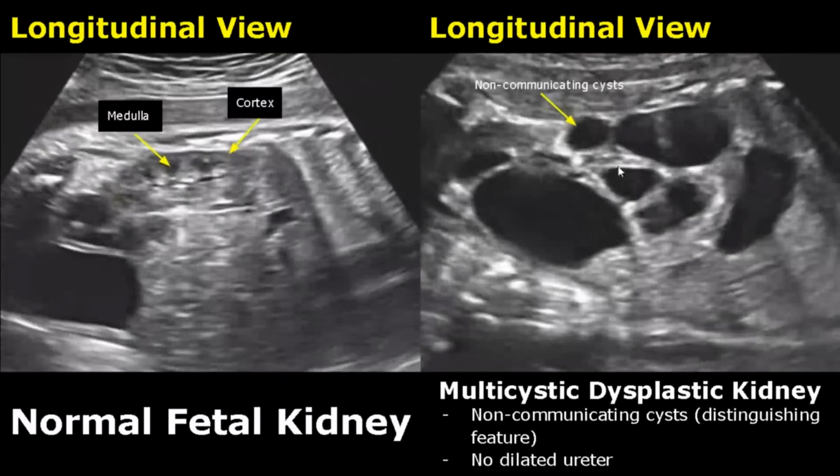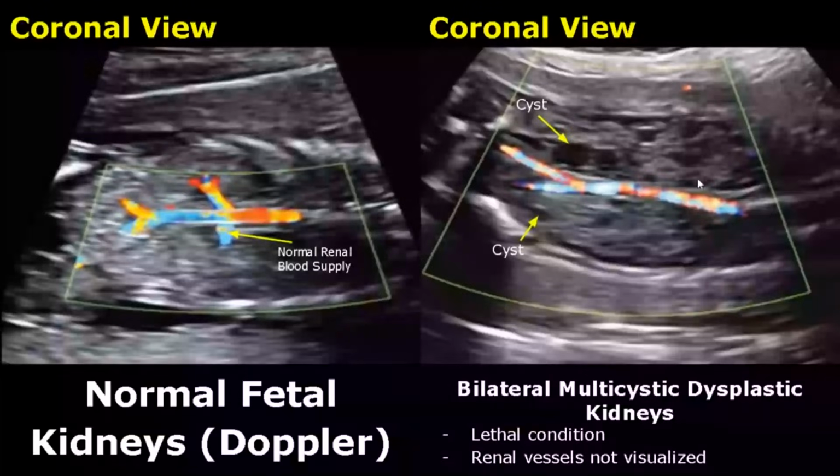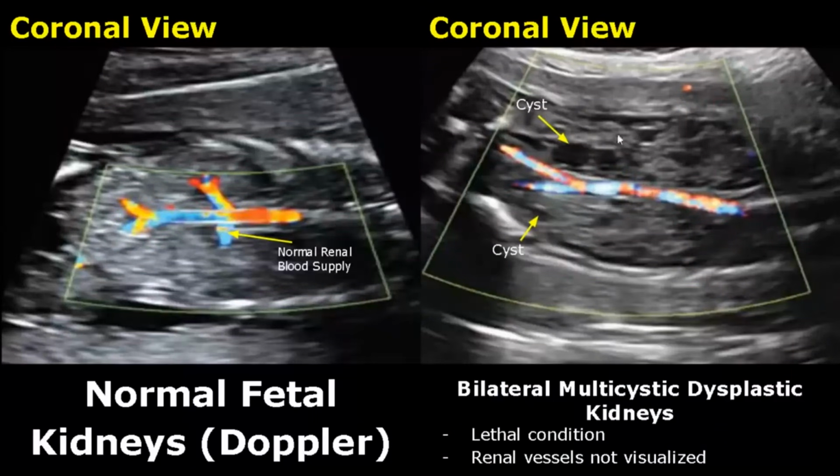In this image we have a longitudinal view showing a multicystic dysplastic kidney. We can see the non-communicating cysts. They are not connected to each other. Each cyst has its own walls. In bilateral multicystic dysplastic kidney, both the kidneys are non-functioning. Here we cannot see any renal vessels on color Doppler. It is a lethal condition.